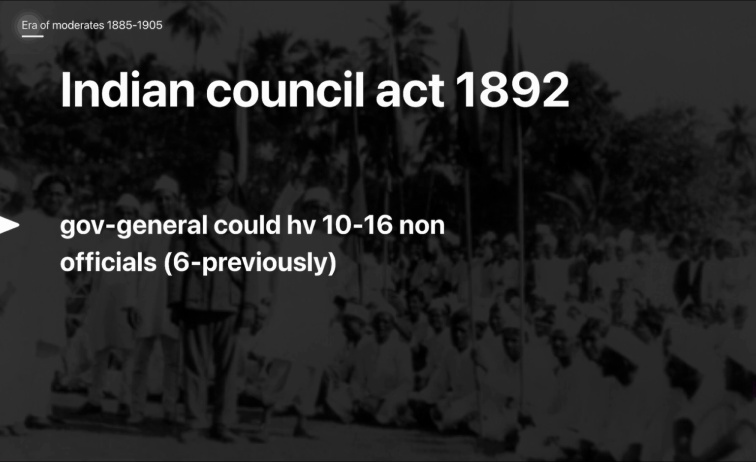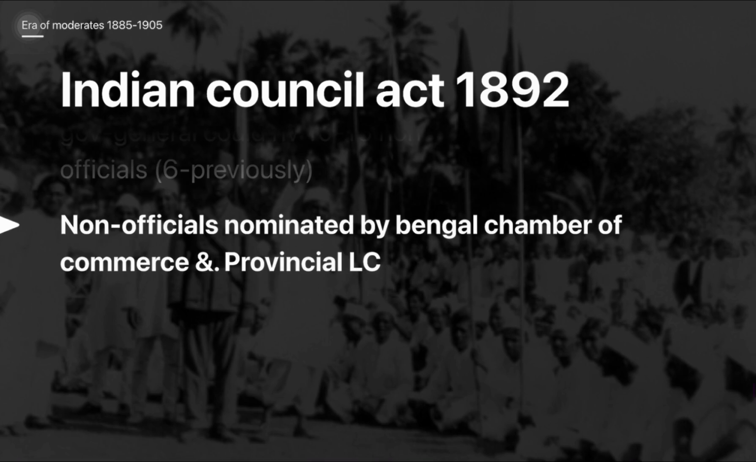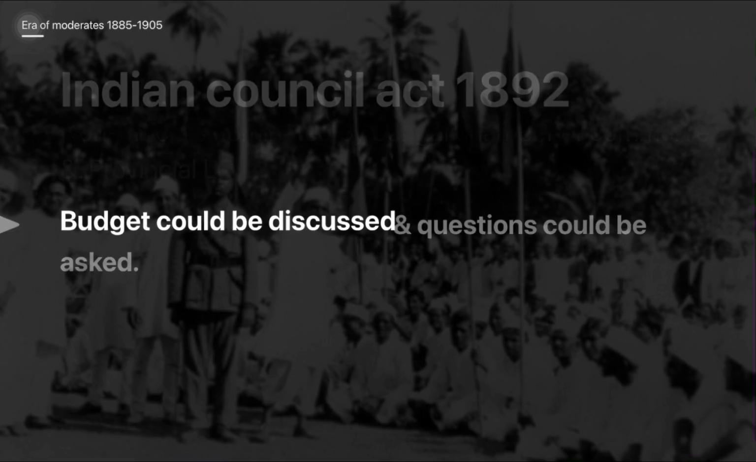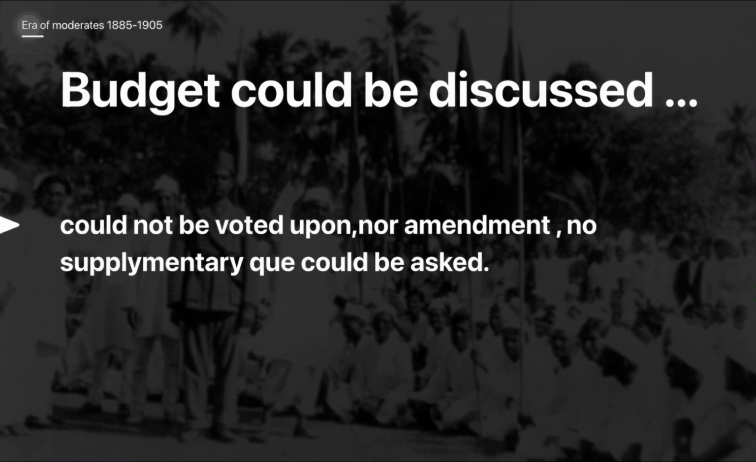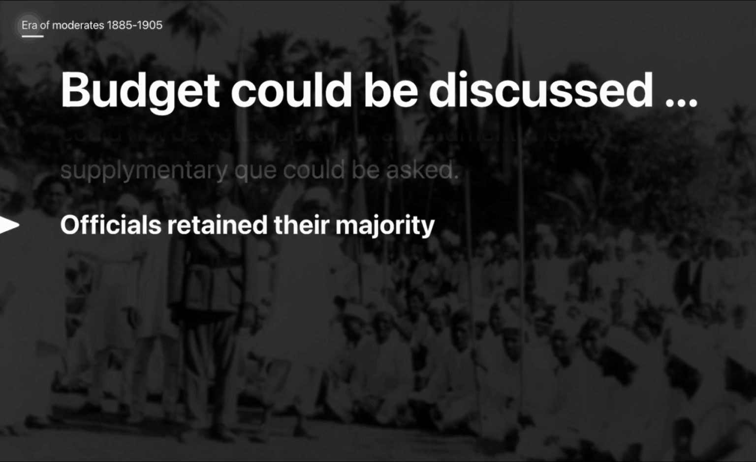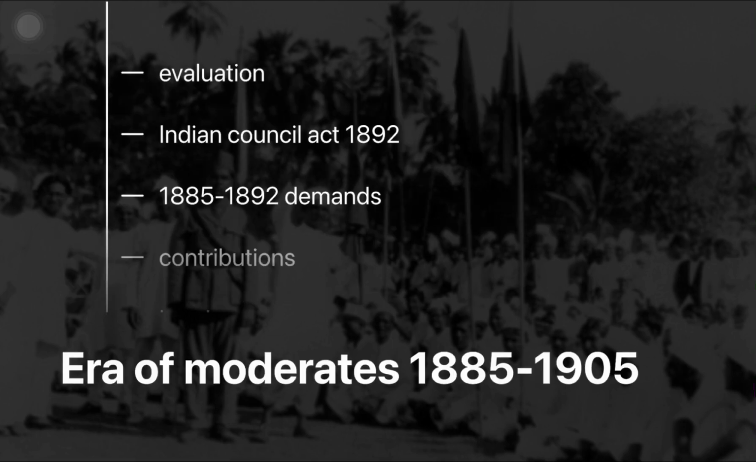The Governor General could have 10 to 16 non-officials. Previously, it was 6 non-officials nominated by the Bengal Chambers of Commerce and Provincial Legislative Councils. The budget could be discussed and questions could be asked. The budget could not be voted upon, nor could amendments be introduced. No supplementary question could be asked. Officials retained their majority. Now let us do the evaluation of the era of moderates.